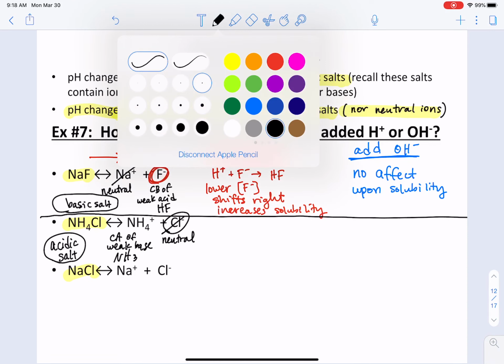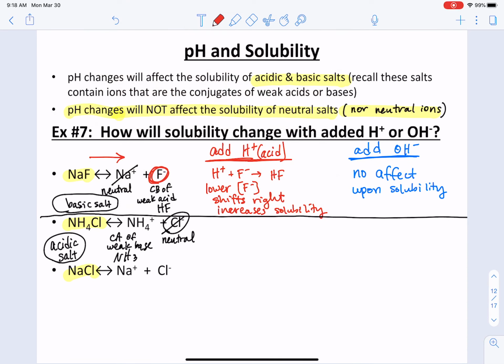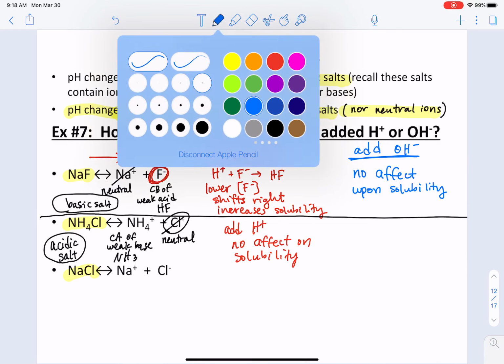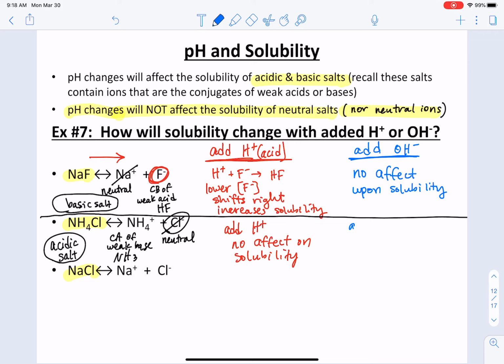All right, so here we're going to be talking about what would happen if we add acid. Well, this is an acidic salt, so if we add H+, there's going to be no effect on solubility because the salt is acidic. If we are now going to talk about what happens as we add hydroxide, that will have an effect.